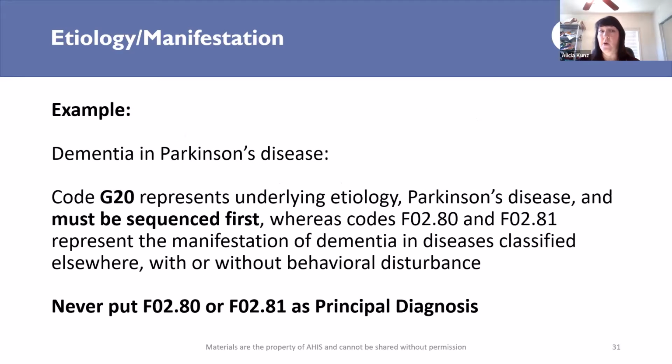Here's an example: dementia in Parkinson's disease. The underlying cause of that dementia is the Parkinson's disease. So therefore, it's always going to tell you to sequence the cause first. Parkinson's would come first, and then it's telling you to use a dementia code from category F02. That is dementia in other diseases or diseases classified elsewhere.